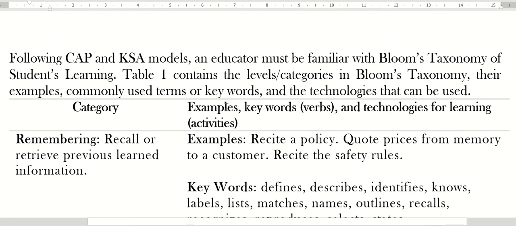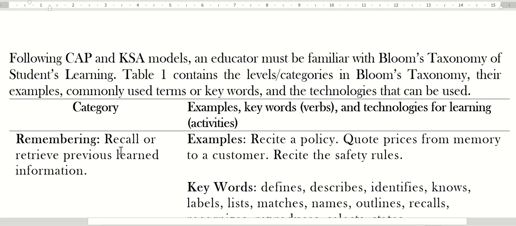Now, this is just a sample of the objectives. Following the CPA or KSA models, an educator must be familiar with Bloom's taxonomy of student learning. This table contains the levels or categories in Bloom's taxonomy, their examples, commonly used terms or keywords, and the technologies that can be used.